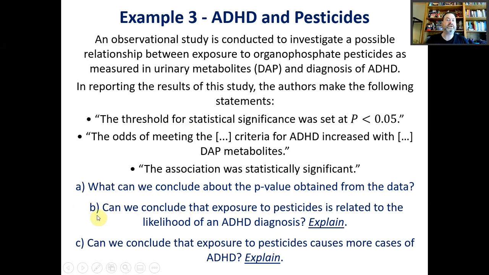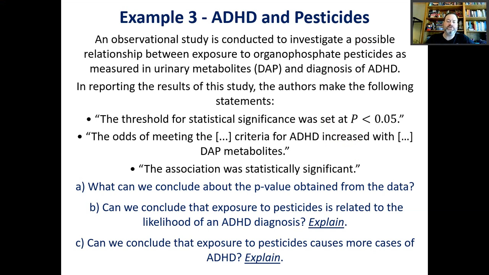Statistically significant means more likely to be the result of an association compared to random chance, right? So this is telling us that this is not what we would expect to see if there's no association, because it's statistically significant. So yes, we can conclude exposure to pesticides is related to the likelihood. The two increase together. Again, statistically significant, and we see that there's a positive association.